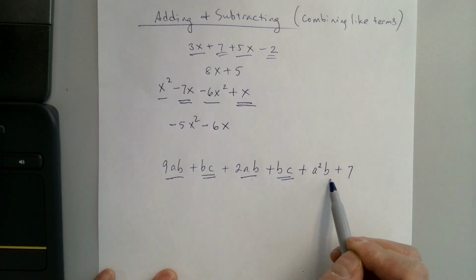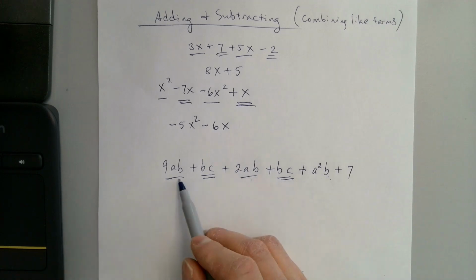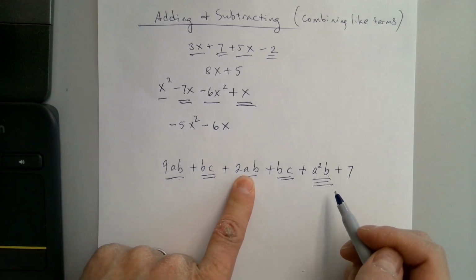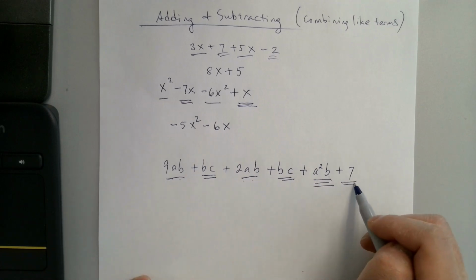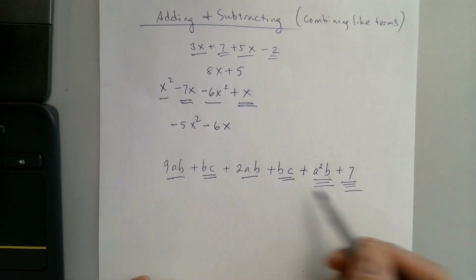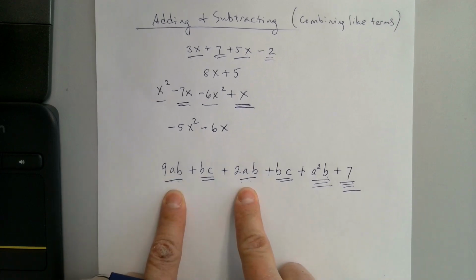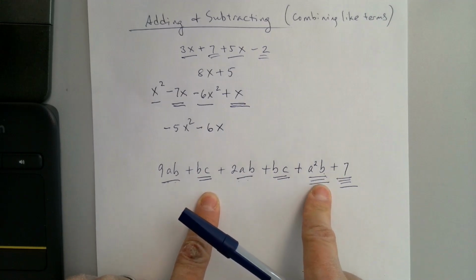This has an A and a B, however, it's A squared B. The exponents are not exactly the same as the exponents in these two terms, so this one is not like those two. There's only one of this type. And then, of course, the 7 is a constant, so it's not like any of these others. So all I can do is add these two, then add these two. This one will stay the way it is, and so will this.